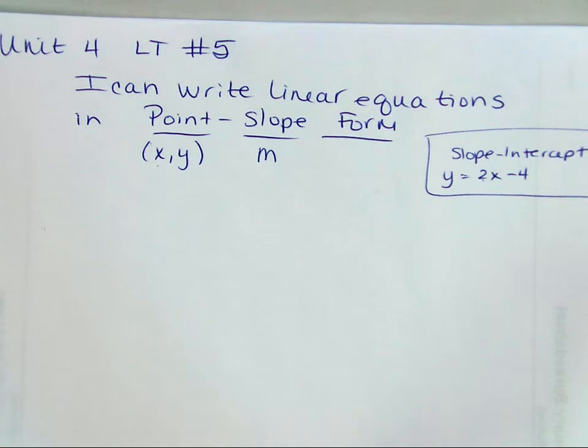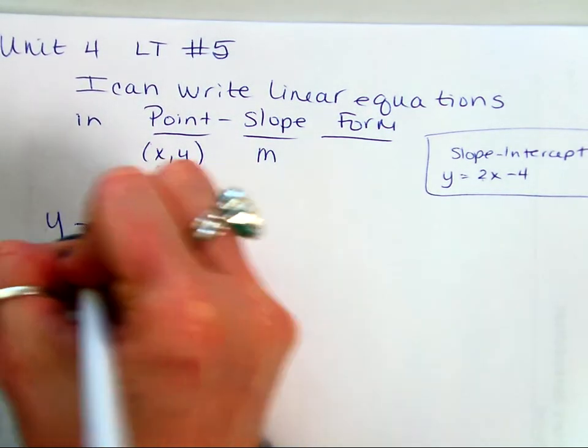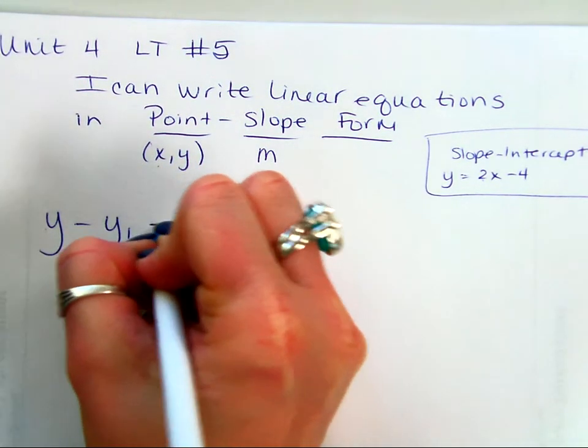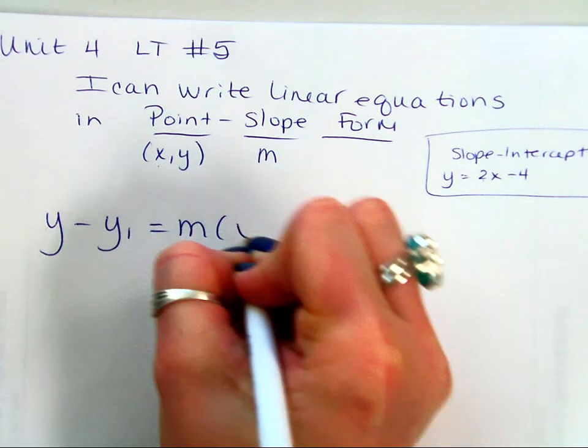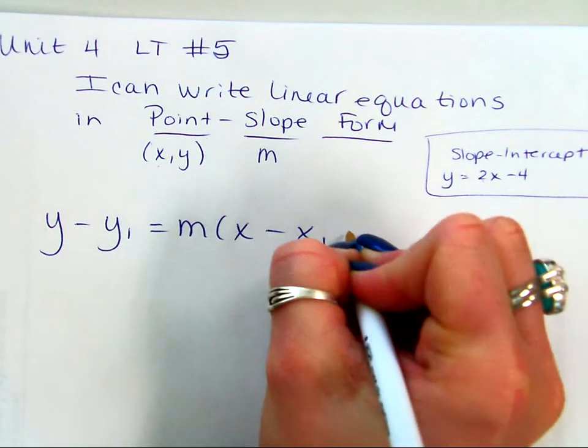I always go back and forth every year when I teach point slope about whether I should just come right out and give it to you because it's kind of crazy looking, and then I struggle with that, but then I just decided I'm going to give it to you. So, here's point slope form. Are you ready for it? y minus y1 equals m times x minus x1. Woo!